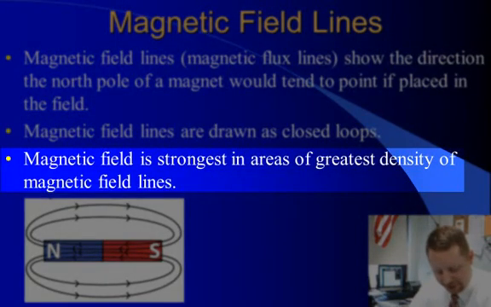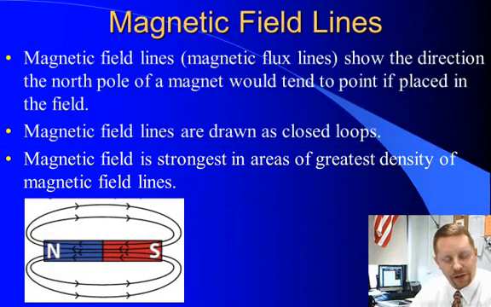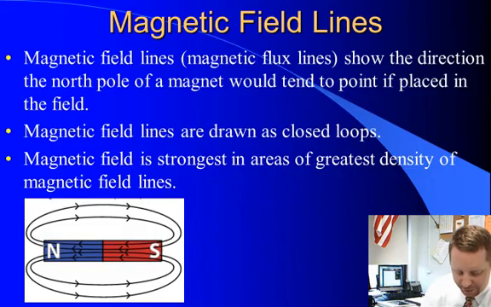So down here on the bottom left, we have a picture of a bar magnet with the north and the south. The magnetic field lines always run outside the magnet from north to the south. Inside the magnet, they run from south to north to make that closed loop. But outside the magnet, those field lines run north to south.